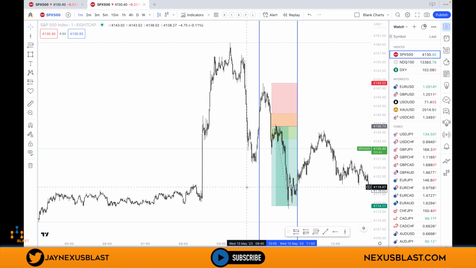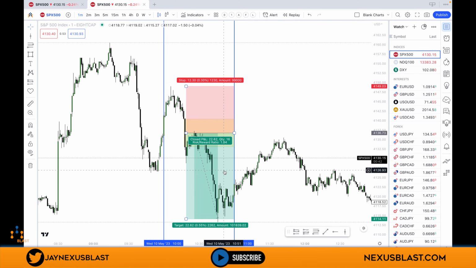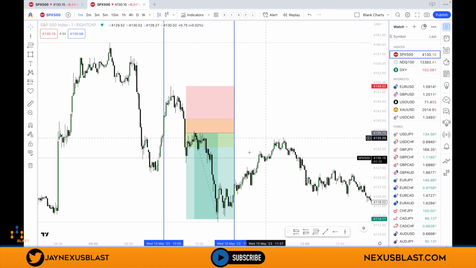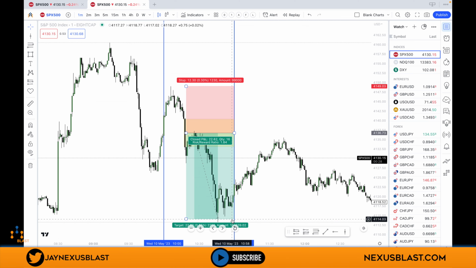And as you see, it did exactly that. You almost have a 1 to 2 risk reward, 1.84. And again, this is your ICT Silver Bullet setup for yesterday, Wednesday, May 10th, between 10 and 11 a.m.